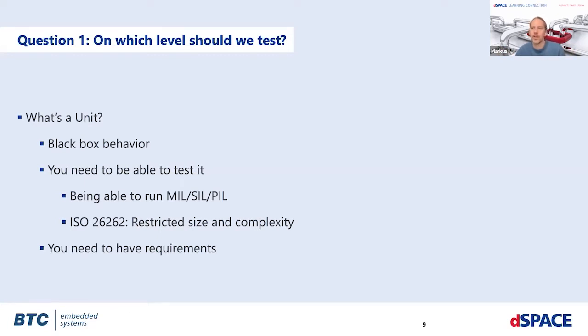So that's important. And then, since the ISO tells us to do unit tests, probably another precondition for calling something a unit is you need to be able to test it. And that has two aspects for me. First of all, being able to test it means I need to be able to isolate the element and run it on the different execution levels like model and code. But also the ISO standard asks for restricted size and complexity. And this is clearly something, I mean, Felix, we talked about the AUTOSAR standard standardizing things, but it does not standardize the size and the granularity, right?